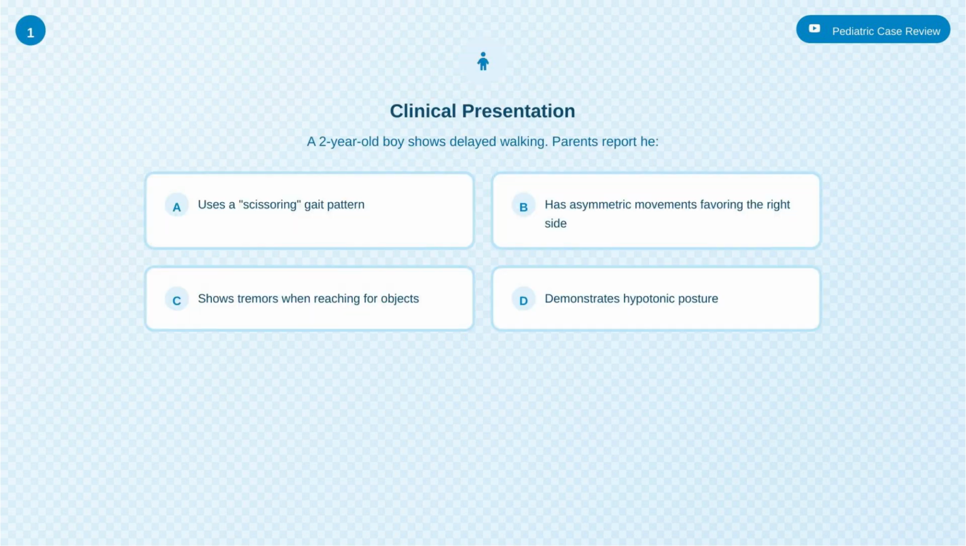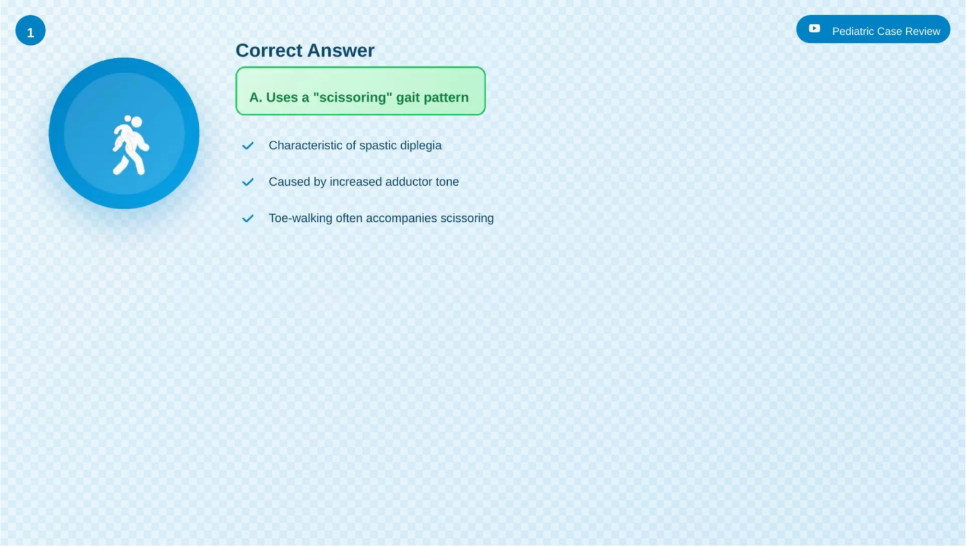A 2-year-old boy presents with delayed walking. The parents report a specific pattern in his movements. Which of the following would you most likely observe in a child with diplegic cerebral palsy? A. Uses a scissoring gait pattern. B. Has asymmetric movements favoring the right side. C. Shows tremors when reaching for objects. D. Demonstrates hypotonic posture. The correct answer is A.